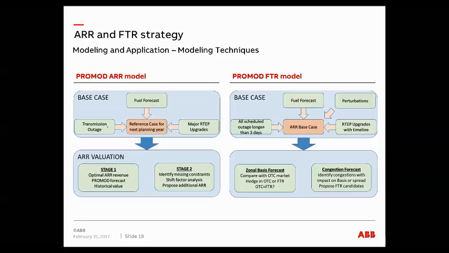Using the zonal basis forecast, we can compare with the OTC market and find out which market you can choose to better hedge your asset. On the congestion forecast, we can identify the congestion with the most impact on your basis or spread. Then we can propose FTR candidates to provide more detailed hedges to your asset.